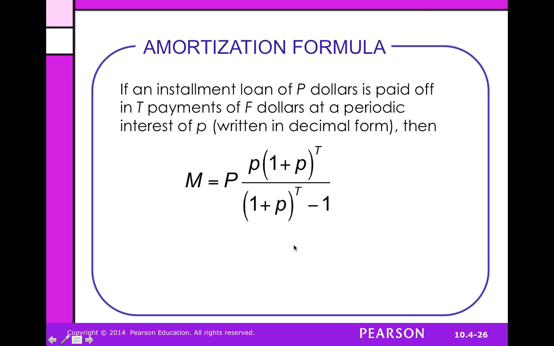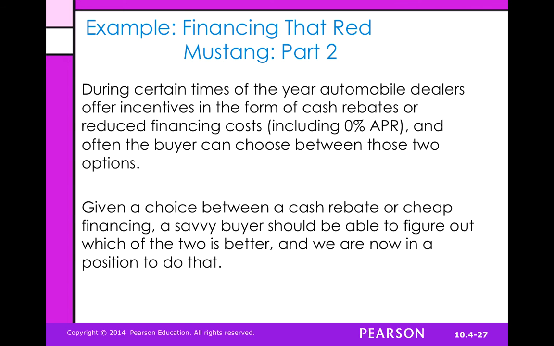So here's the amortization formula that relates the amount you borrow to the amount you have to pay back every month. So let's use this formula to keep going with this Mustang example.